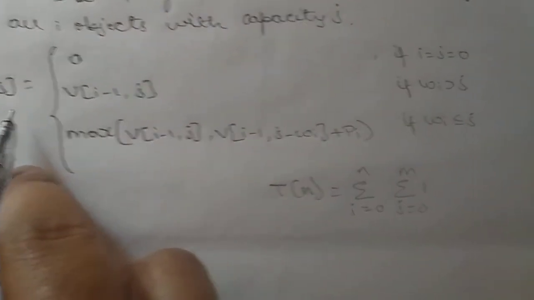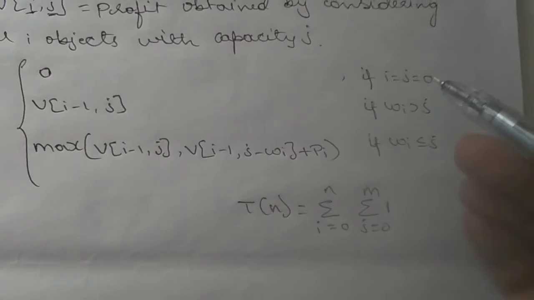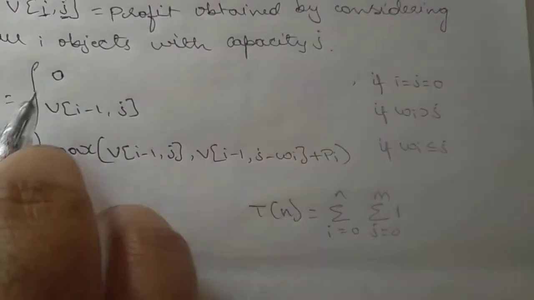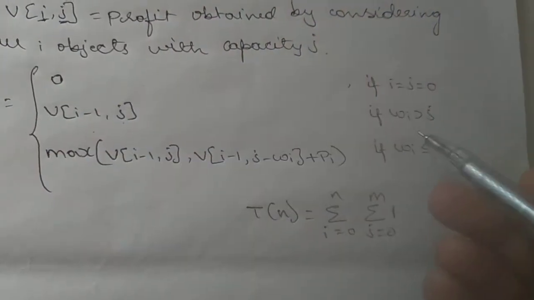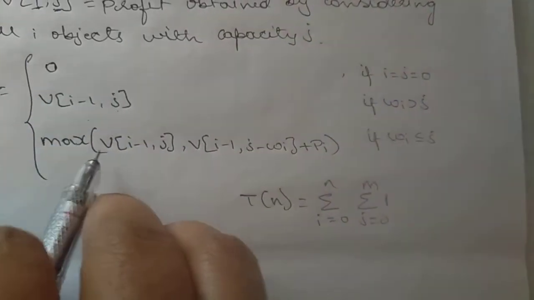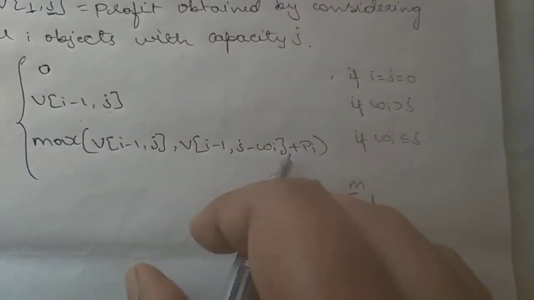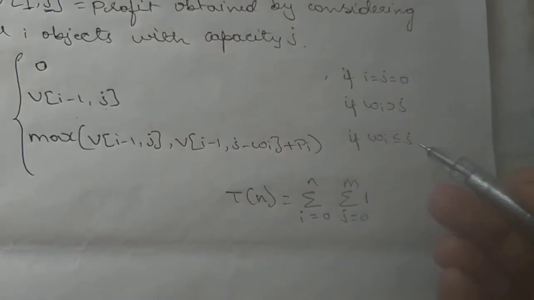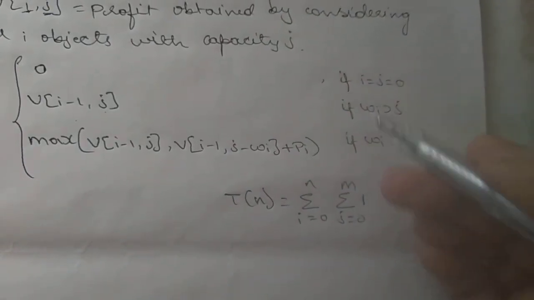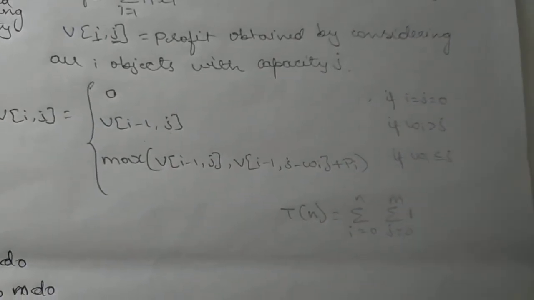V of I comma j is equal to 0 if I is equal to j is equal to 0. V of I minus 1 comma j if Wi is greater than j. Max of V of I minus 1 comma j, comma V of I minus 1 comma j minus Wi plus Pi if Wi is less than or equal to j. This is very important. This is the recurrence relation we have to write.